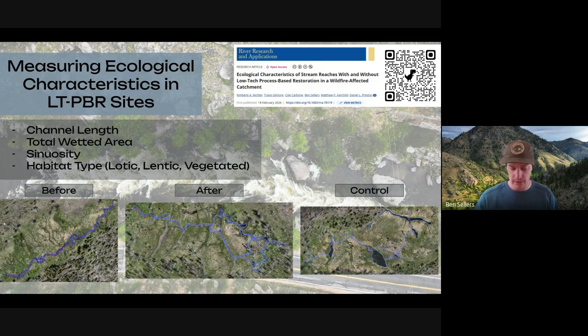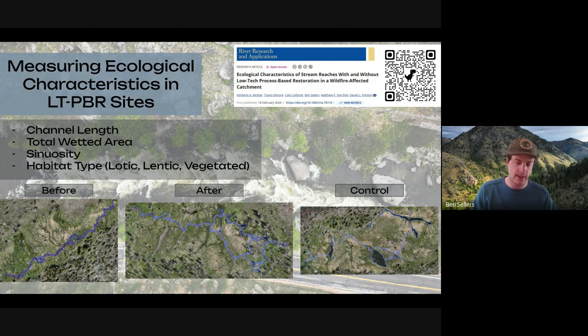So we used high-resolution site maps and GIS to measure channel length, total wetted area, sinuosity, and habitat types along the reach. And this data was used to normalize fish and insect data, and also included as a tool in their statistical modeling to compare these sites on a level playing field.